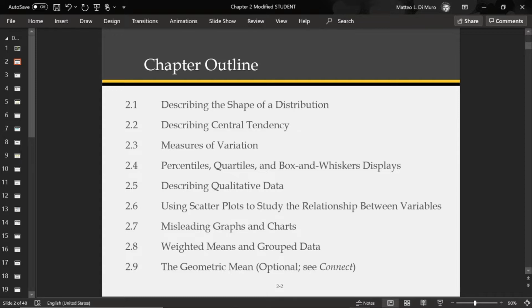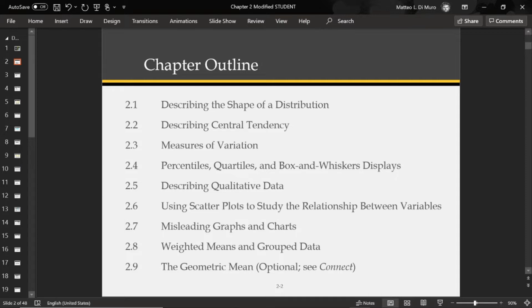But we're basically looking at the introductions to how we sort through data, things that we call a distribution, in 2.1. In 2.2, we're looking at central tendency. That's just a fancy way to say average. And measures of variation is basically standard deviation, things like that. 2.4 are percentiles, quartiles, box and whisker plots. Those are all ways of visualizing data. And then we're going to be looking at some descriptive, qualitative data kind of stuff. And we're going to wrap up with scatter plots, which also helps us visualize data.